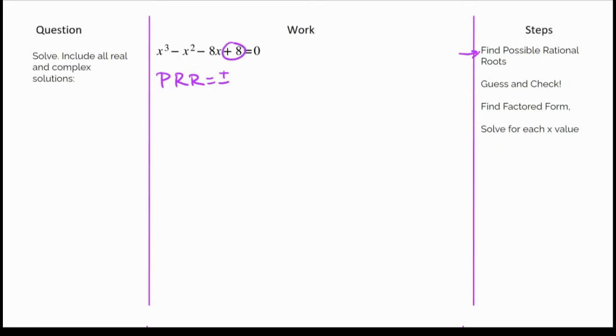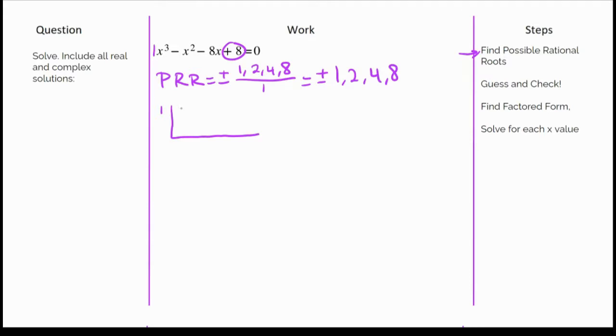I know that means it's all of the factors of our constant over all of the factors of our leading coefficient, which is just 1. So my possible rational roots are just positive or negative 1, 2, 4, and 8. Those give me a little bit of guidance of what I'm going to start plugging into my equation.